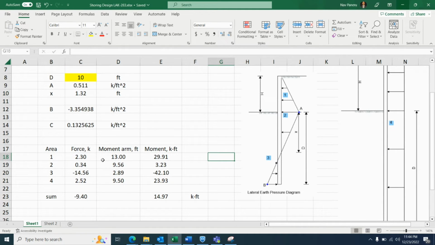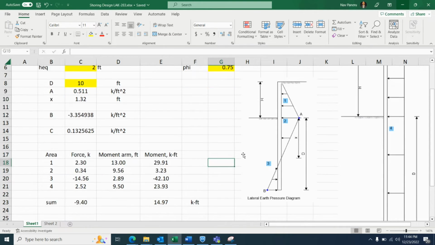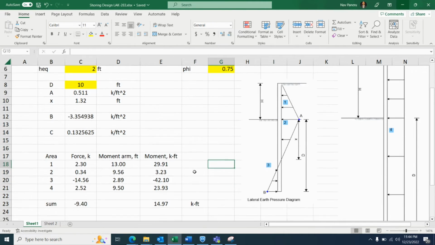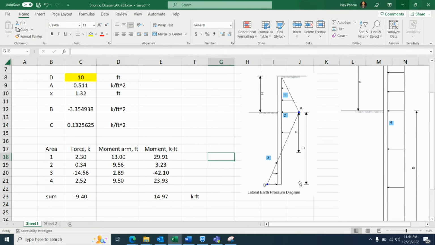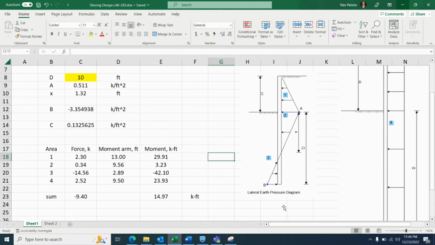The main intention is to find the moment from the forces and moment arms. The area of each geometric portion, basically triangles and rectangles, will be the force, and when multiplied by the moment arm, we'll get the total moment. We are assuming that the sheet pile rotates about its bottom point at depth D, and it will act as a hinge. So we will be calculating the moment about the bottom.